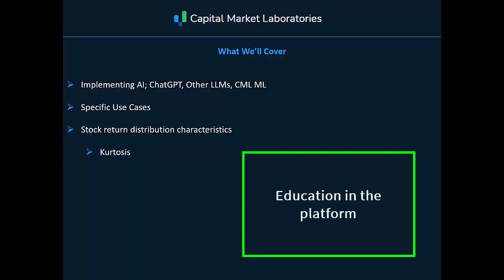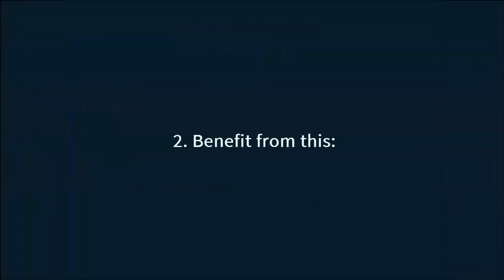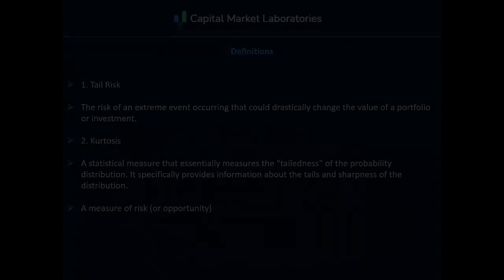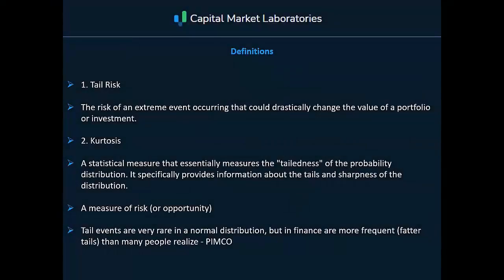You don't have to know what it is. Something called skew. You don't have to know what that is and why that matters. So tail events are very rare in normal distributions, but in finance, they're much more frequent. So we see fatter tails, much fatter tails than people realize. PIMCO said that, and you always want to look at the fixed income guys for conversations and discussions on tail risks, because the only risk they face is tail risk.